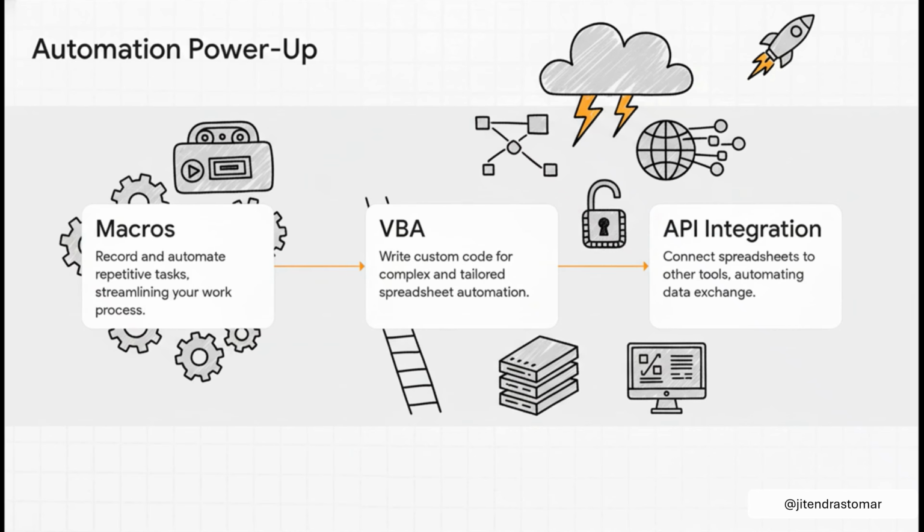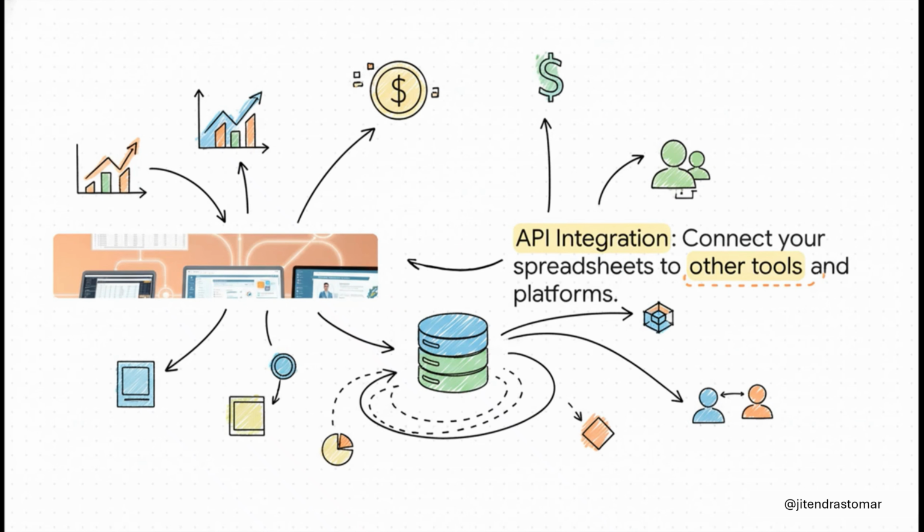You start on the first rung with macros. They're amazing. You just hit record, do a task once, and then you can replay that entire sequence with a single click. When you need more power, you climb up to VBA. That's an actual scripting language that lets you build totally custom tools right inside your spreadsheet. And at the very top of the ladder, you have API integration. Okay, this is the holy grail. This is where your spreadsheet stops being a static document and becomes a living, breathing command center. It can automatically pull in live data from other websites, sync with your company's sales software, you name it. Your spreadsheet becomes the central hub for everything.